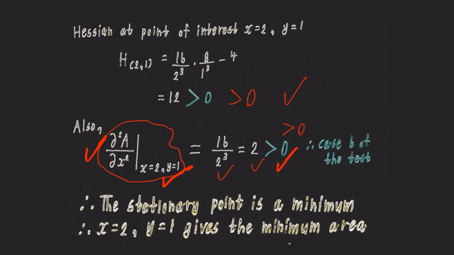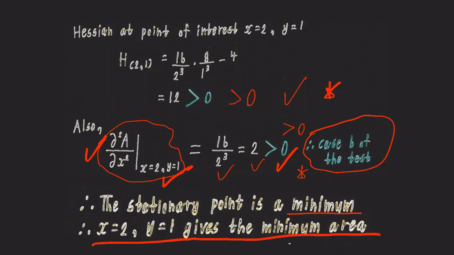So using this piece of information and this piece of information, we conclude that this is the case. It's case B of the test. So the stationary point is in fact as we needed. It's a minimum, and so x equal 2 and y equal 1 will give the minimum area, because it's a relative minimum of the function.